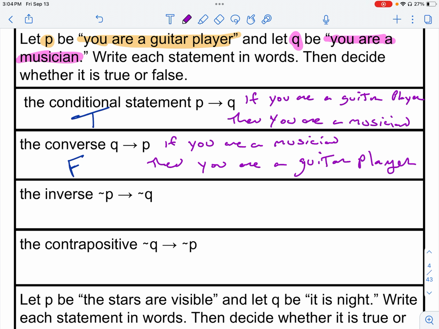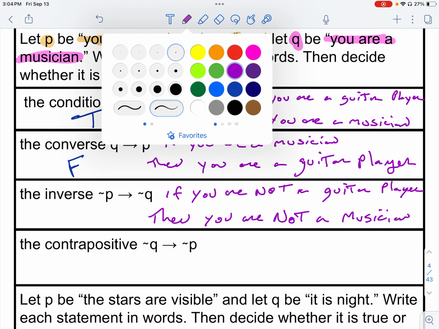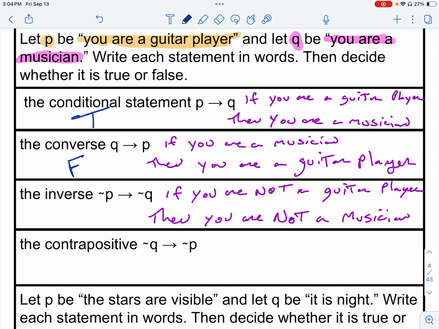Let's do the inverse. So we're going to do not P and not Q. So if you are not a guitar player, then you are not a musician. Well, what if you're a trumpet player? Still not a guitar player, but are a musician. So that's going to be false.